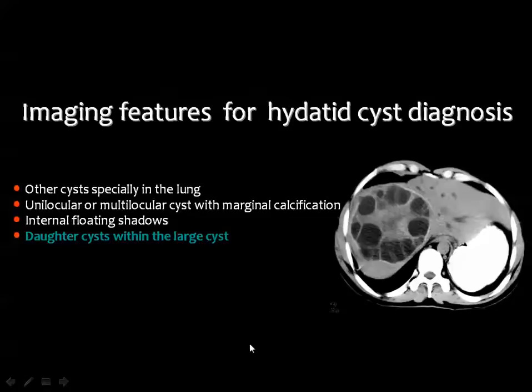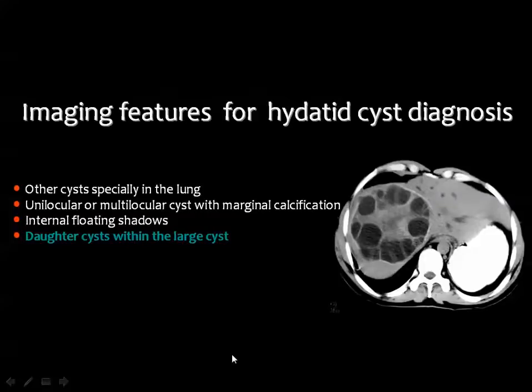Then, if you see a cystic lesion with marginal calcification, this is hydatid. If you see a cystic lesion with floating internal shadows, this is hydatid. And if you see a lesion with internal mural cystic lesions representing the daughter cyst, then this is hydatid.